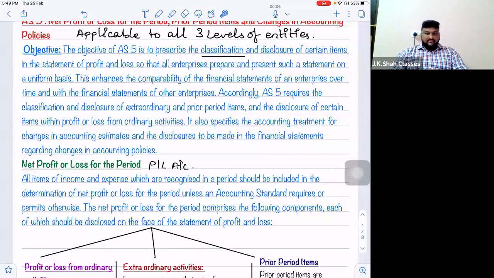So what's the difference between accounting policy and estimates? We will talk about it because I have not taught you what accounting estimates are. Once I teach you estimates, you will automatically understand the difference between accounting policy and estimates. So let's wait for some time.